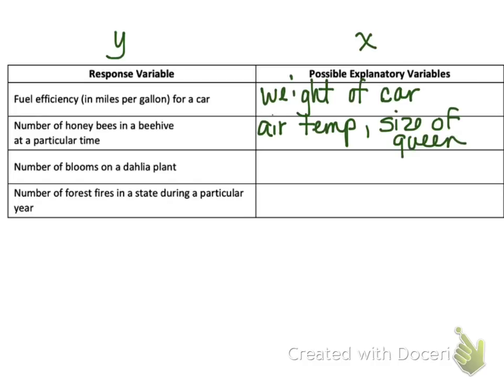Number of blooms on a dahlia plant. Okay, so this goes back to my opening example. The amount of fertilizer could be the independent variable for that. Amount of fertilizer or maybe water.